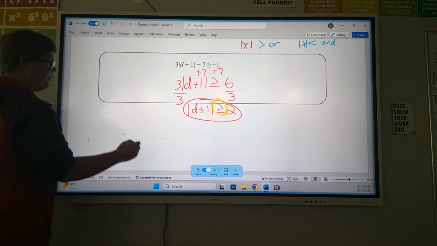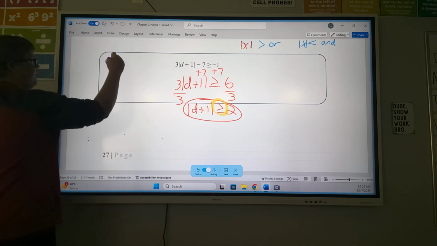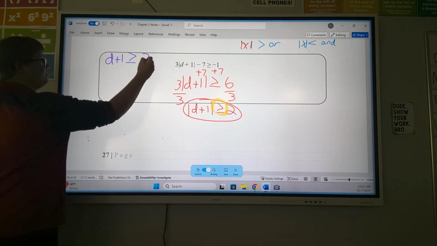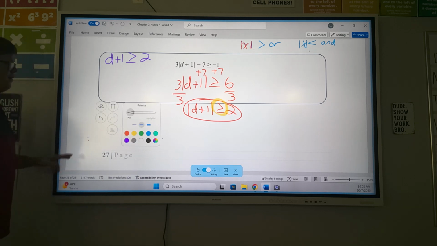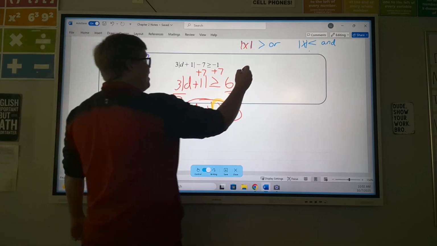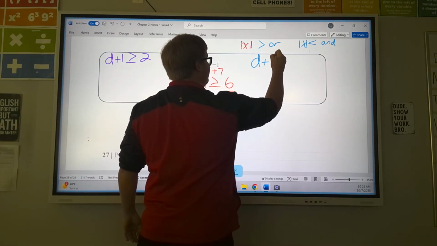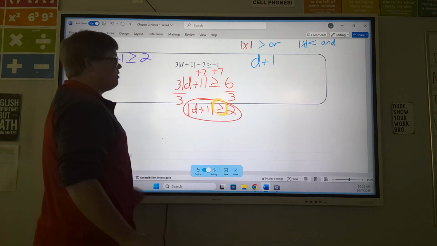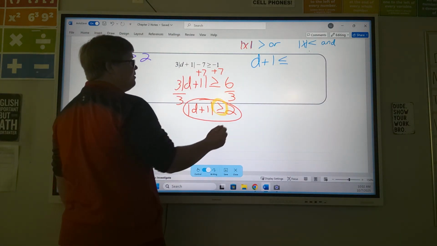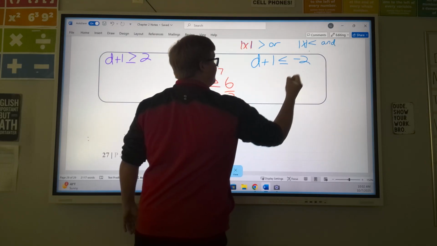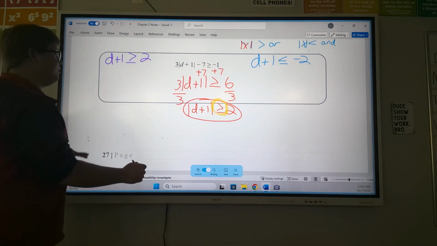First equation, we're going to copy and paste what we have. We have D plus 1 is greater than or equal to 2. Our second equation, we're going to copy our absolute value of D plus 1. We have to flip our sign and change our 2 to the opposite, which is a negative 2. Now, we solve both equations.